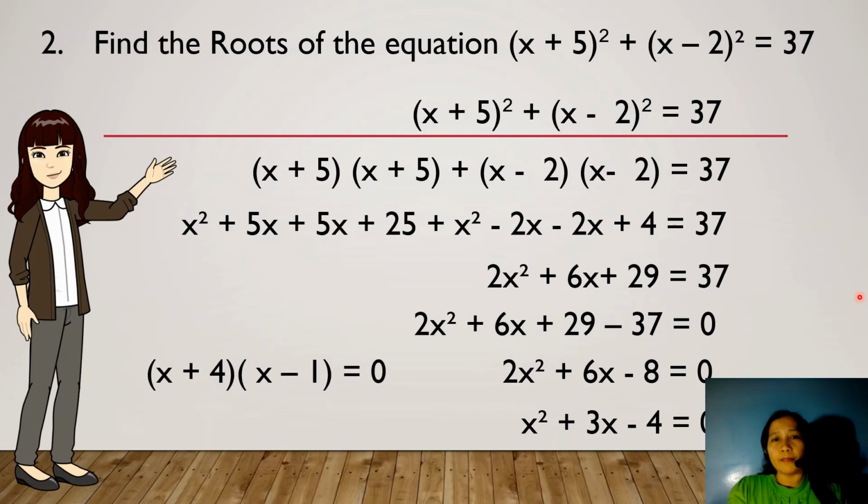And then, what are the factors? The factors are the quantity of x plus 4 times the quantity of x minus 1 is equal to 0. Those are the factors of this standard form. And what is the value of x? So, x is equal to negative 4. The other one is x is equal to positive 1. And those are the roots of this equation.